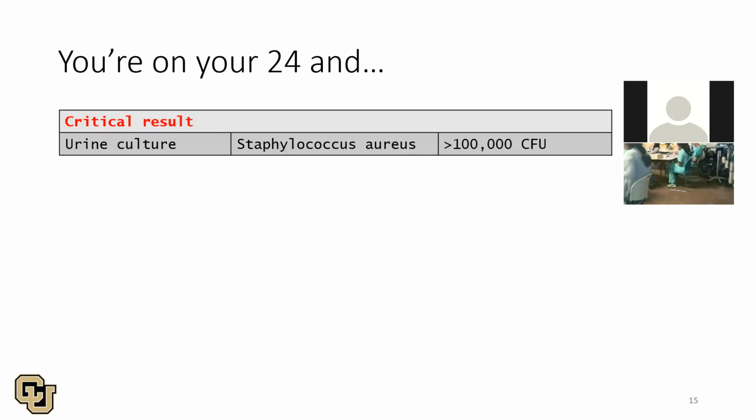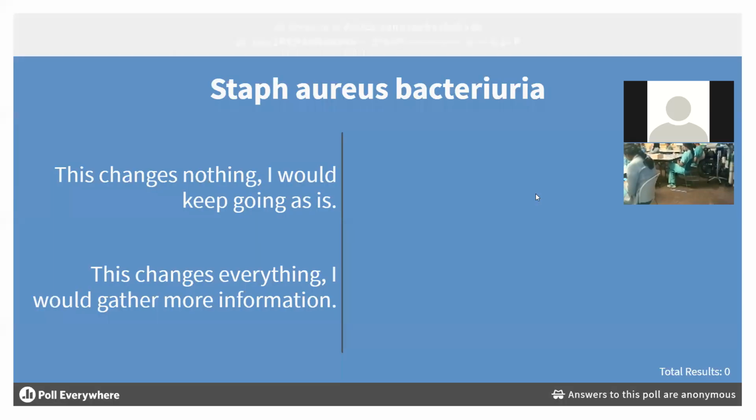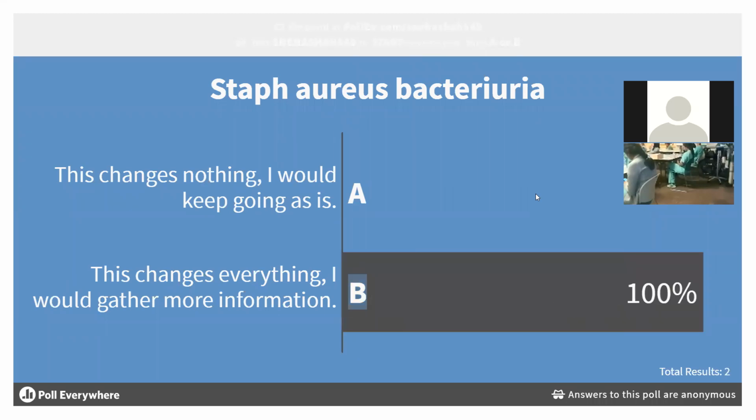So you happen to be on your 24 during this case, so great. You're gonna get some of these results back yourself, and cross-cover won't have to deal with this. So later in your shift, you get a call to critical that the urine culture is growing Staph aureus greater than 100,000 colony forming units. So with this information, does this change nothing and you're just gonna keep going as it is? Or this changes a lot and I'm gonna need more information? Okay, looks like everybody wants more information.